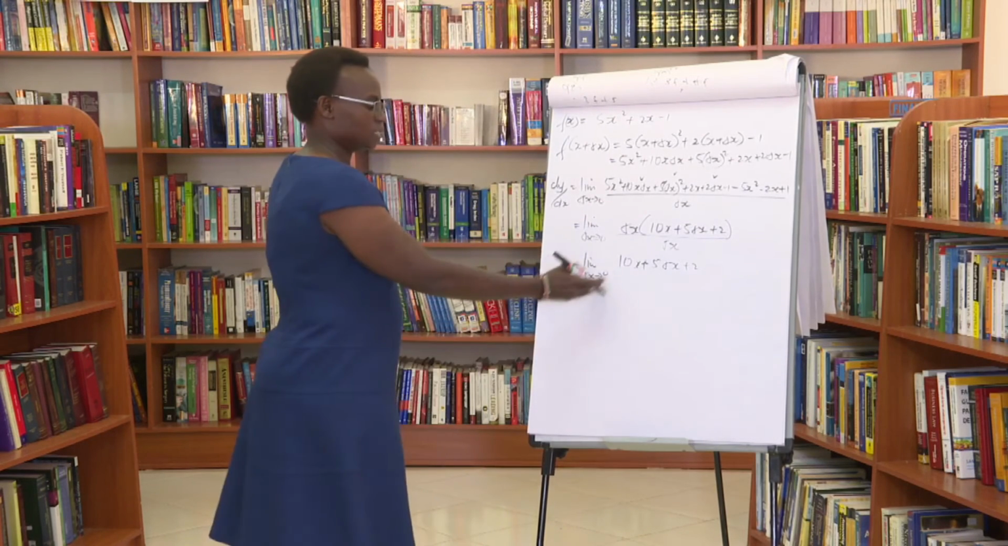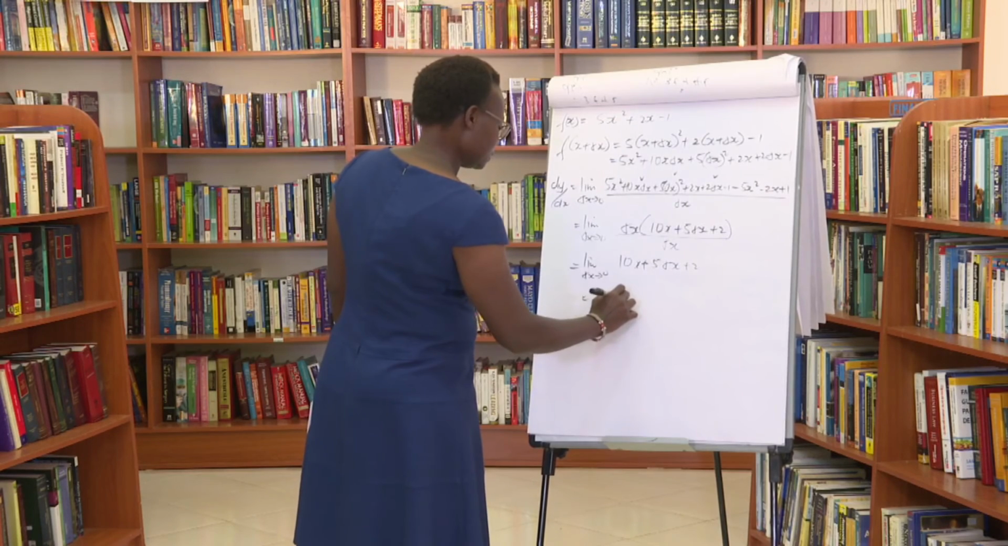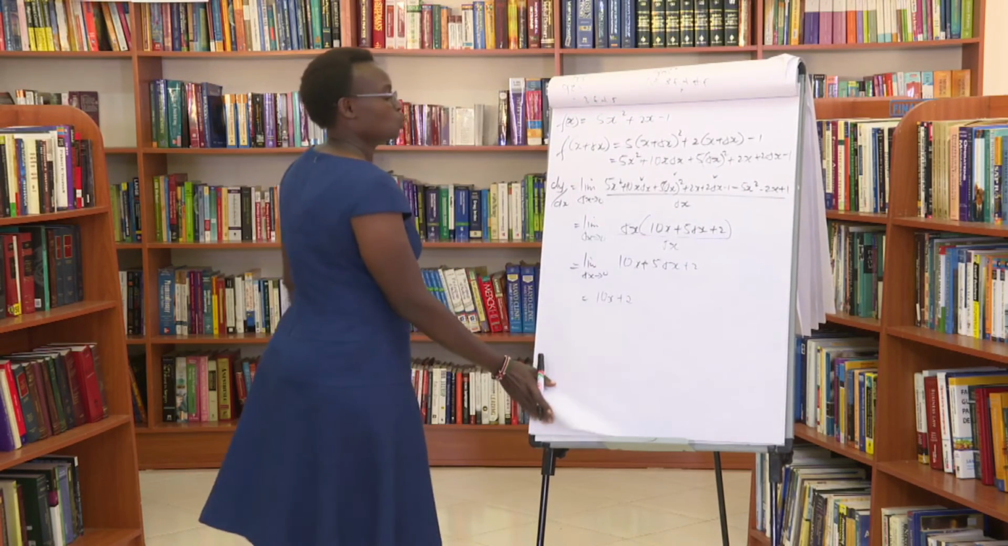And then change in x is tending towards 0. This implies that will be 0. So our answer is simply 10x plus 2.